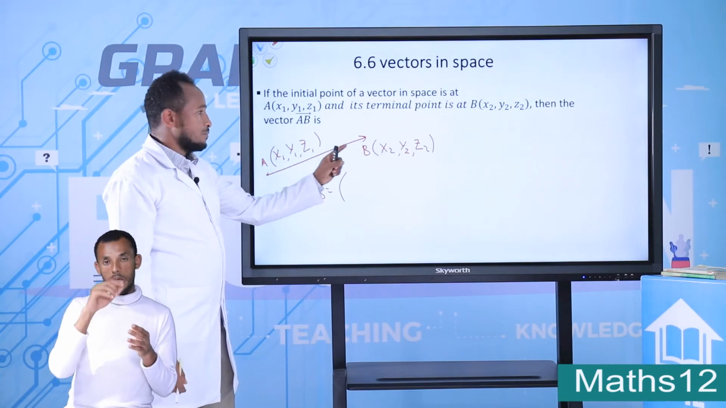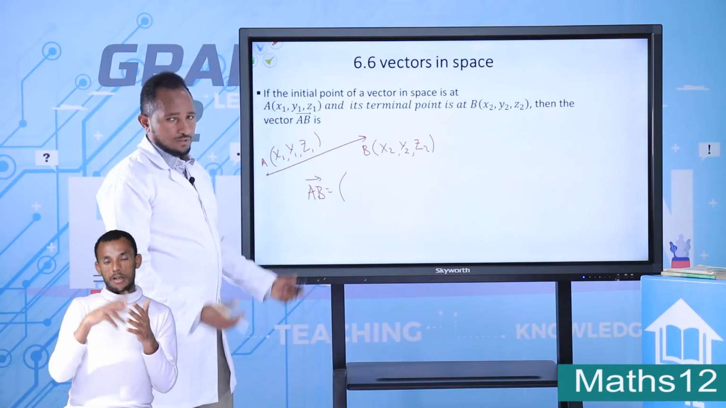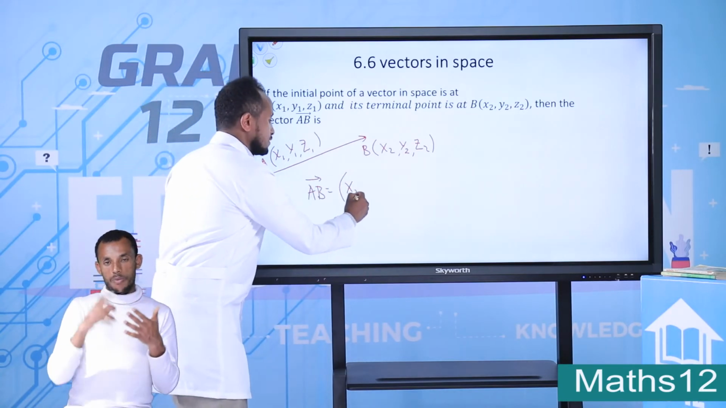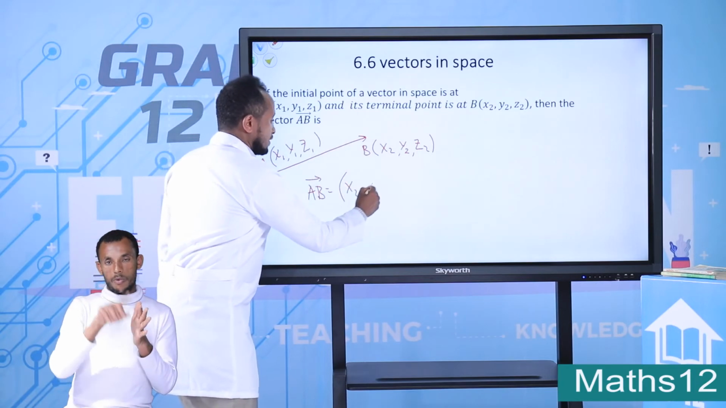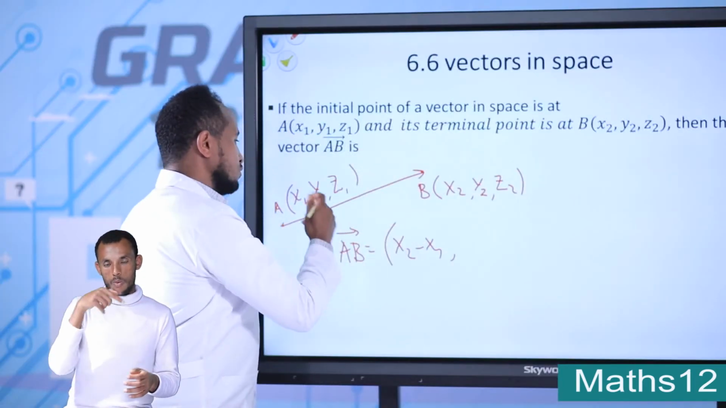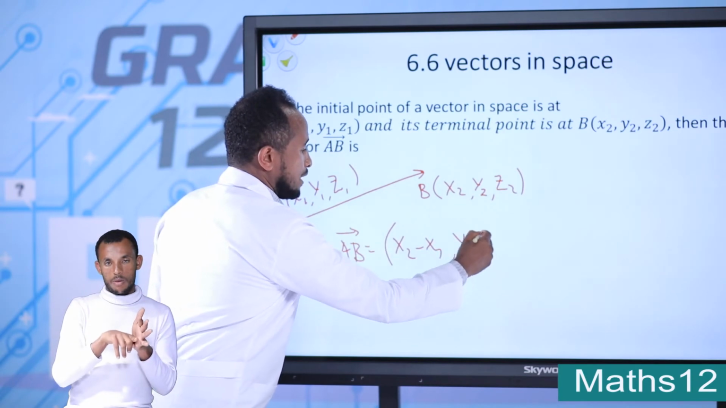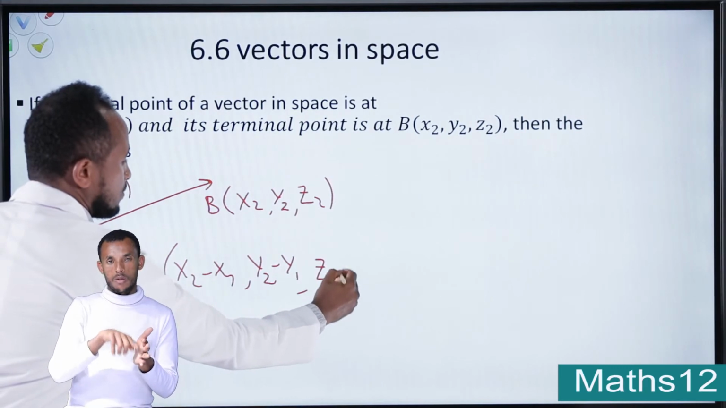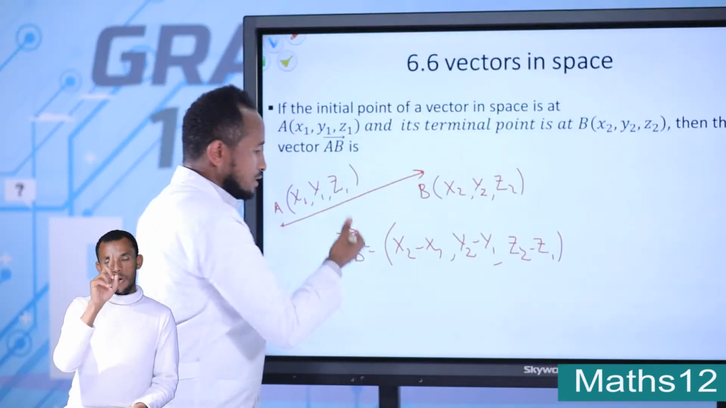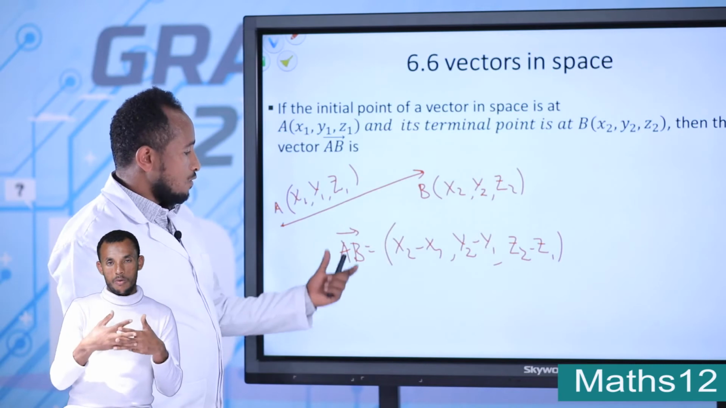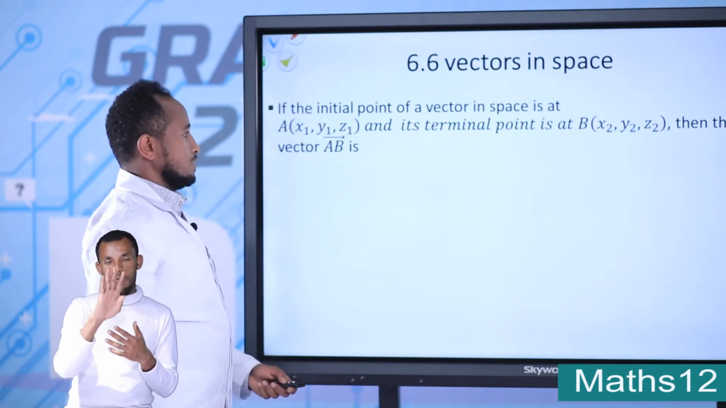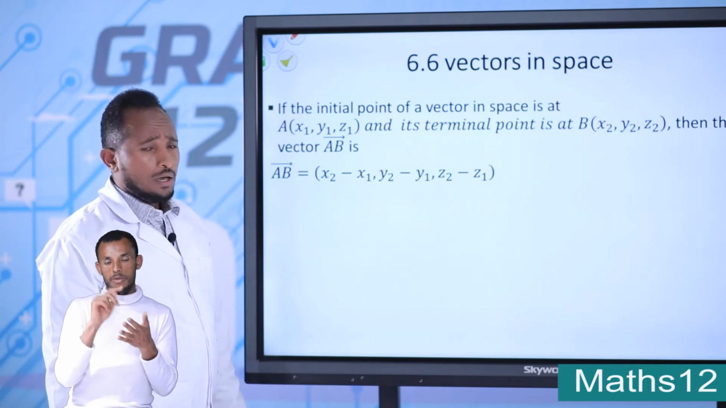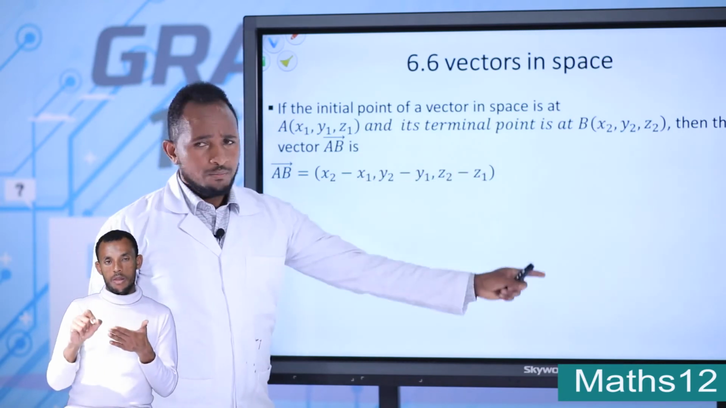If the initial and terminal points of a vector are given, then when the vector is written in coordinate form, it will have this form: (x2 minus x1, y2 minus y1, z2 minus z1). So this is the coordinate vector form of AB. By the way, most of the time we can write it in row vector or column vector form.